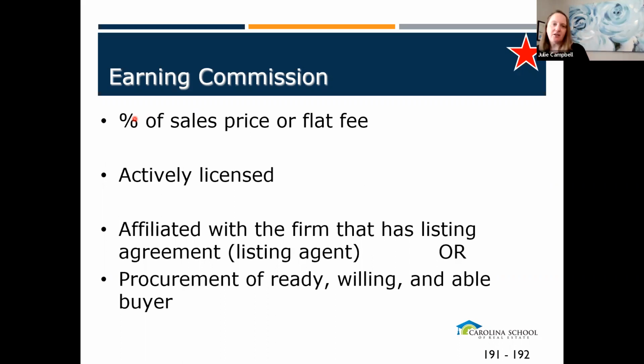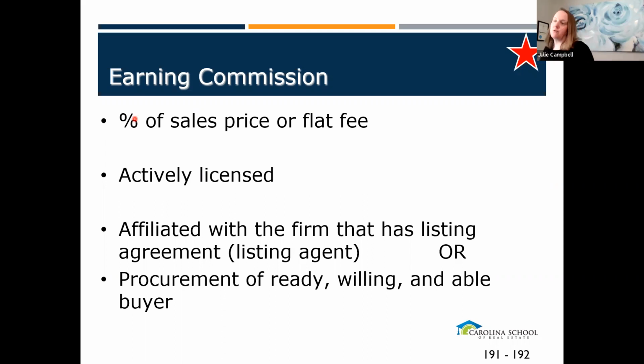If you want to get paid, you've got to have an active license. We'll talk about the different license statuses, active versus inactive, current versus expired, when we get into our license law and commission rules. But an active license status is the only status in which you can get paid or promote your brokerage services in any way.